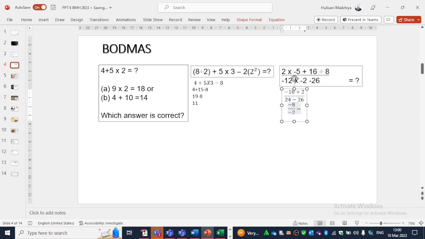negative 2. Based on the rules of multiplication and division, we both know that if you are dividing a negative with a negative, you get a positive final answer. So therefore, our final answer for this equation becomes 4.